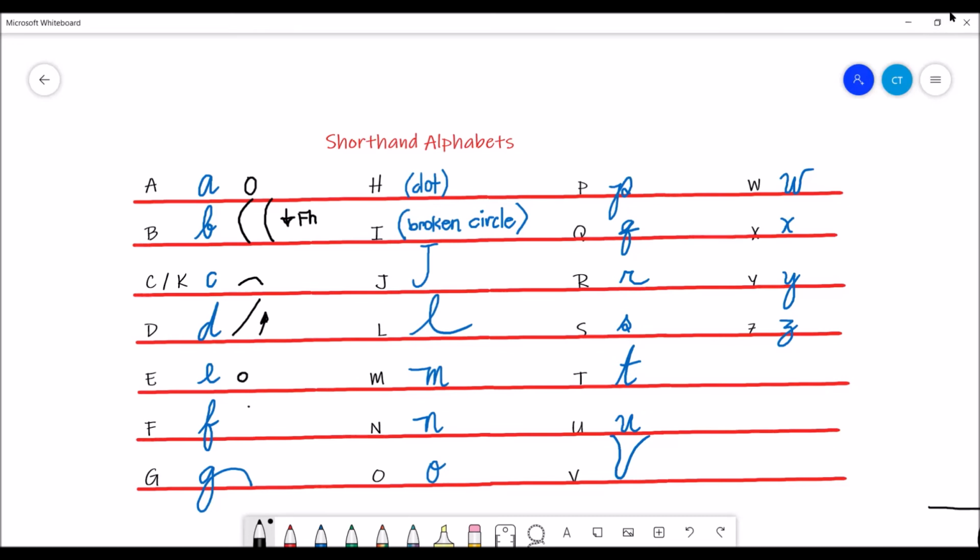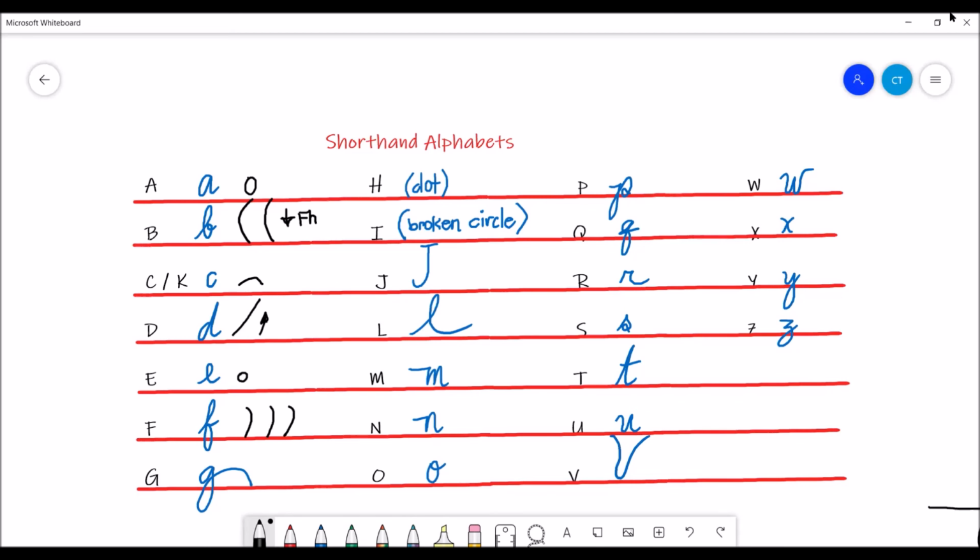Again, written downward. Okay, so the curve is located at the right side. Again, it's written downward. Okay, let's make it perfect. Okay, so we are done with A, B, C, D, E, F.